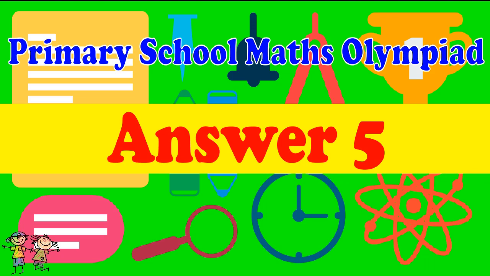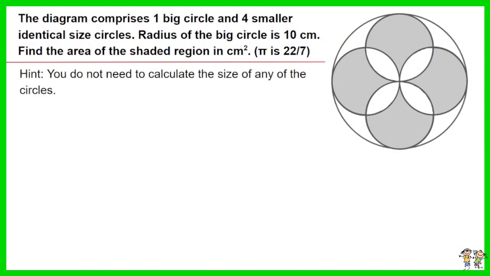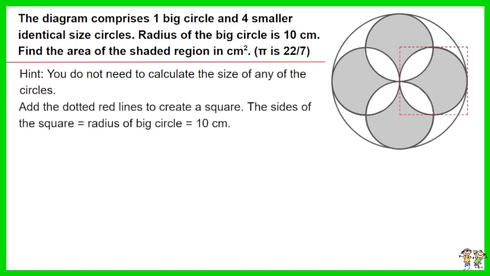Answer for question 5. Hint: you do not need to calculate the size of any of the circles. Add the dotted red lines to create a square as shown on the diagram. The sides of the square equals radius of big circle equals 10 centimeters.